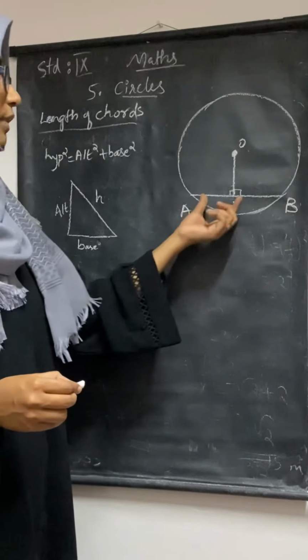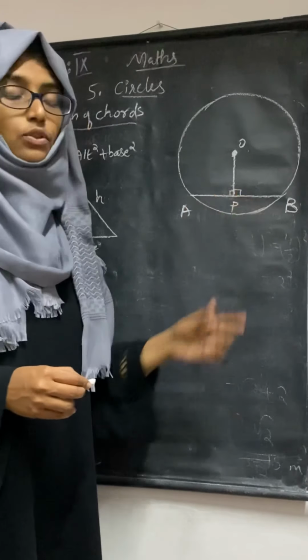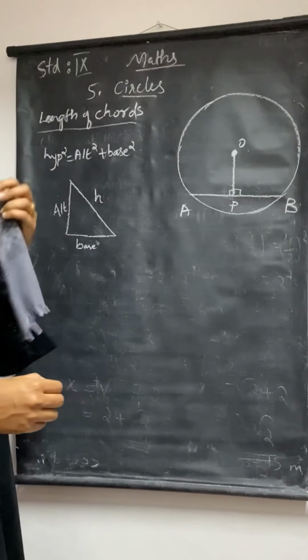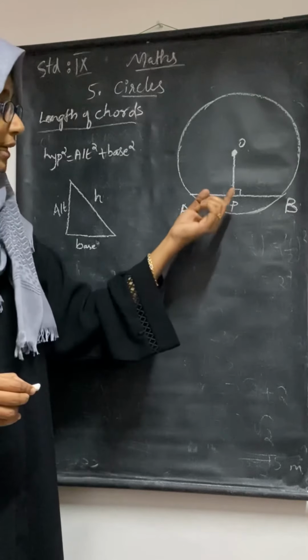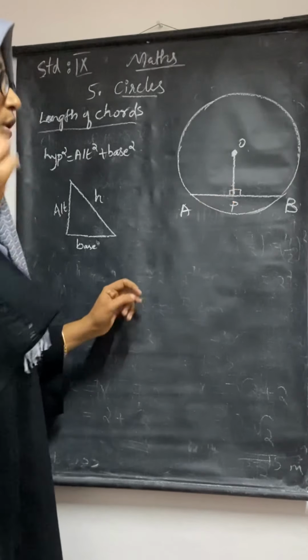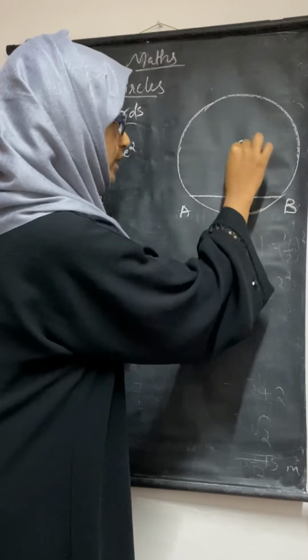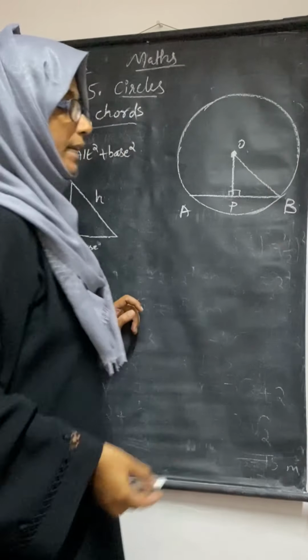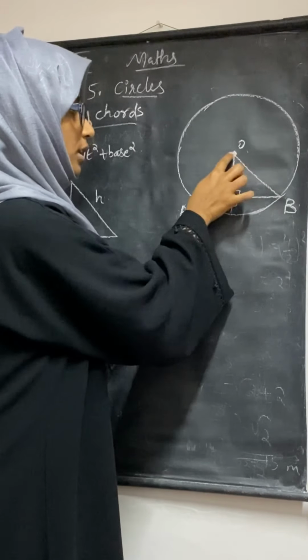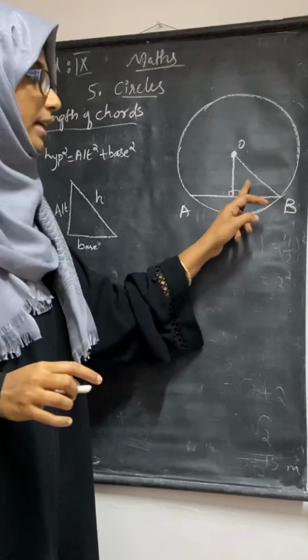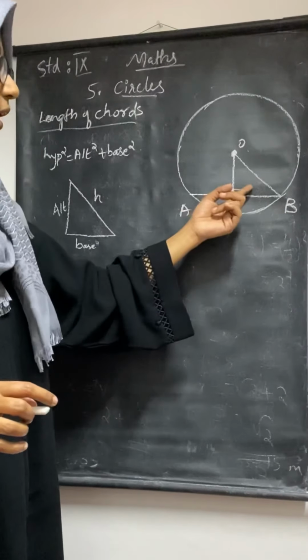So how can I find out the length of this chord? For that we can use the right triangle concept. Here 90 degrees is forming, no? So to find out the length of the chord, always you need to join a line like this. You can join here or you can join here. So one right triangle you will get. So how can we find using this one?